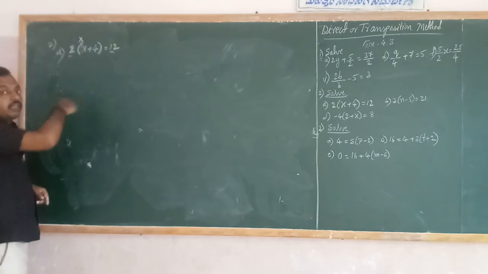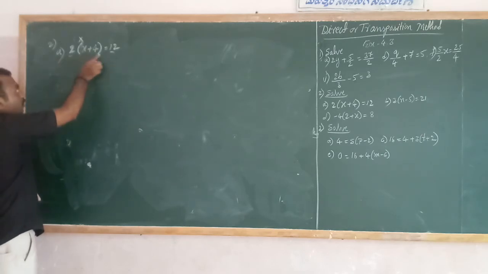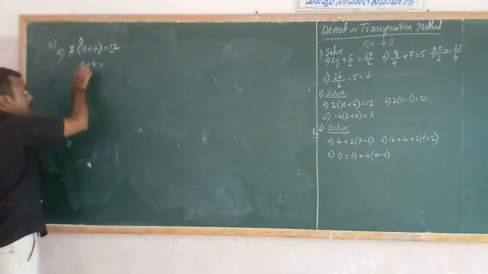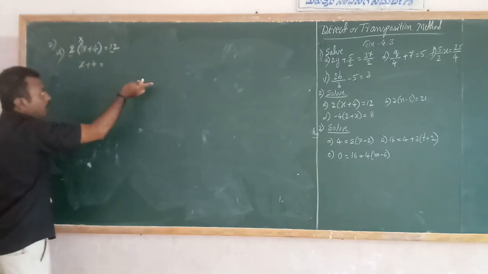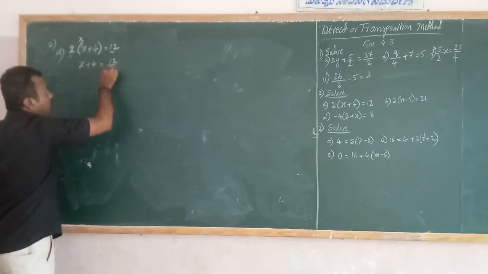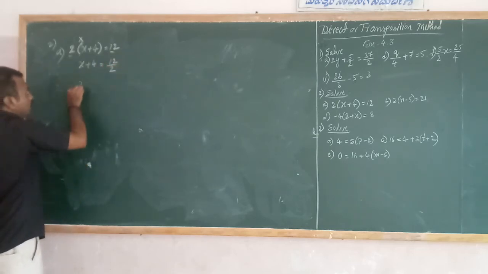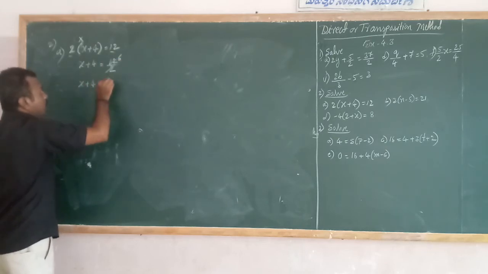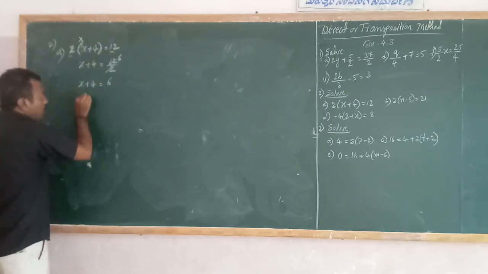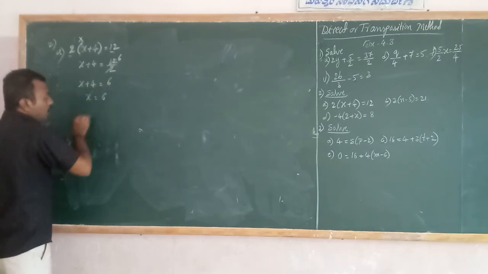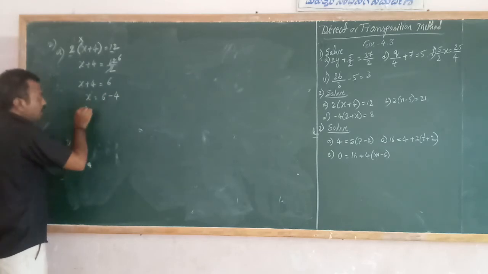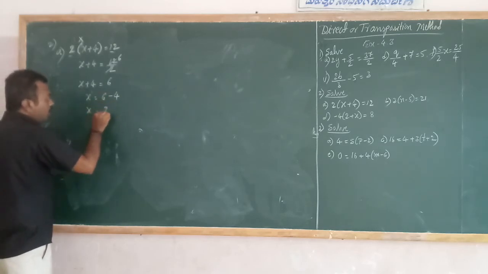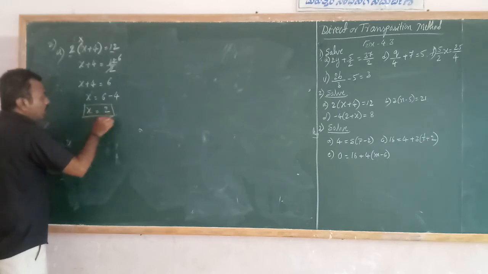So what will it become? Divide. Because between 2 and x plus 4, which sign is there? Into. That's why x plus 4 has to be written on the LHS side, and 2 on the RHS side. It will become 12 by 2. Now x plus 4 as it is, and 2 1s are 2, 2 6s are 12. Remaining is 6. Now x you have to keep in the LHS, 6 on the RHS. So plus 4 becomes minus 4 when it comes to the RHS. Therefore x is equal to 6 minus 4, which becomes 2. This is the value of x.